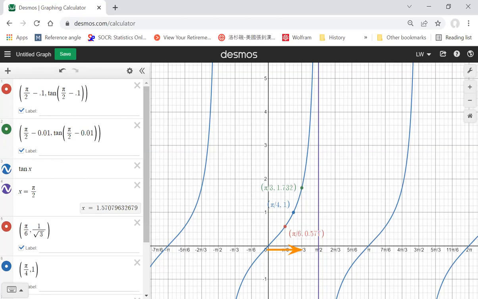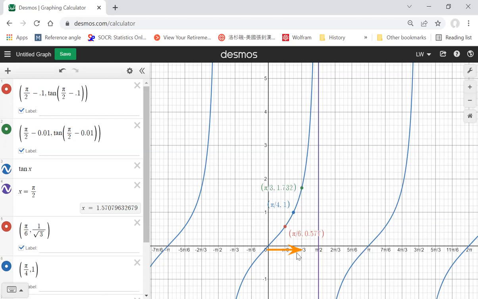Now the question is, how about in this other direction? Negative pi over 6, negative pi over 3, and how about negative pi over 2? Can we assume these values? Can these values be in the domain?